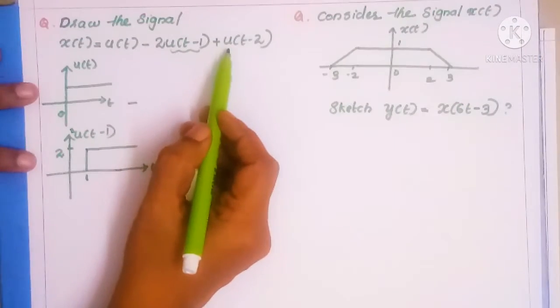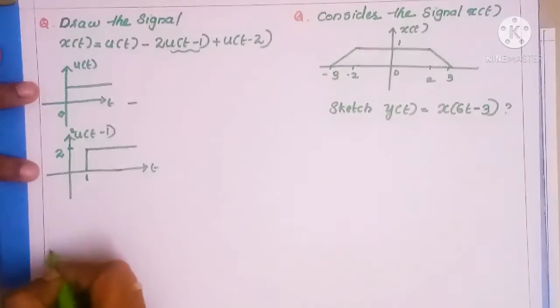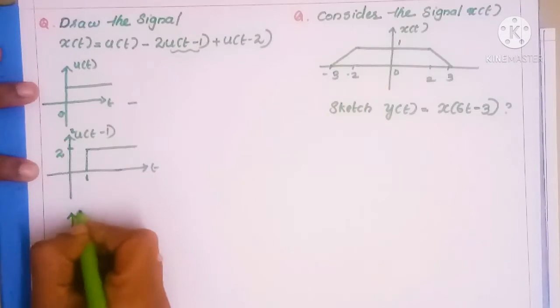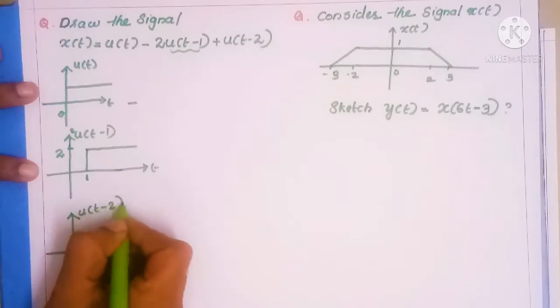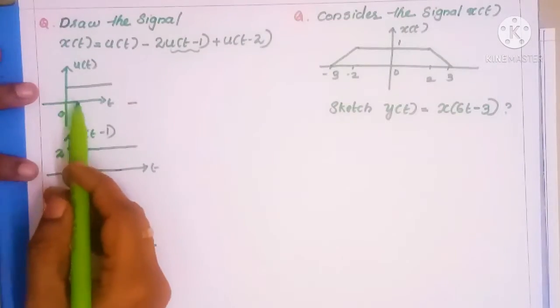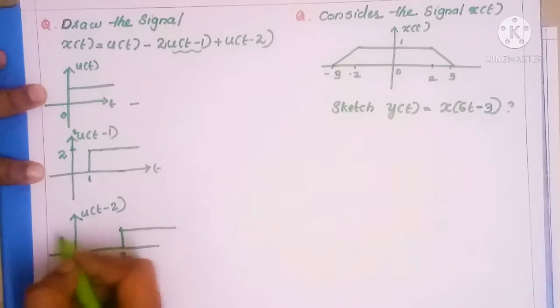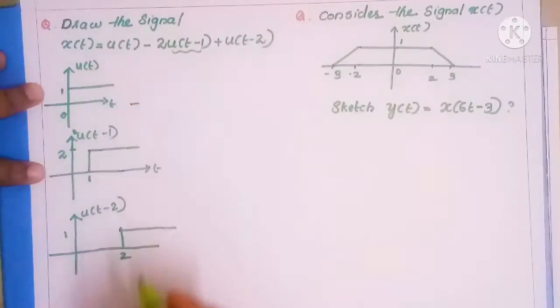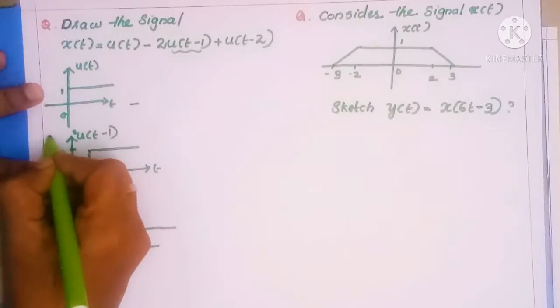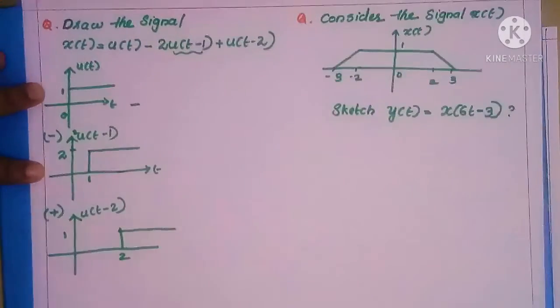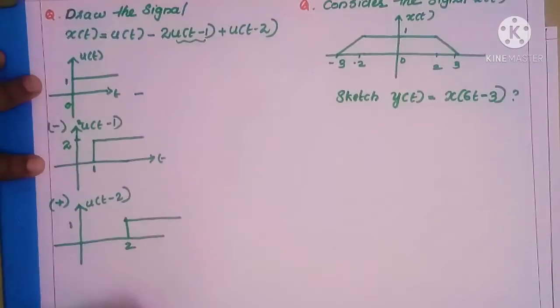Next, plus u of t minus 2. Also a time shifting operation: for u of t minus 2, we need to shift our u of t signal two positions to the right side. It starts from 2. Its amplitude becomes 1. So this is the minus operation here. Here we need to perform the plus operation. Then what is the resultant signal? This is our resultant signal.